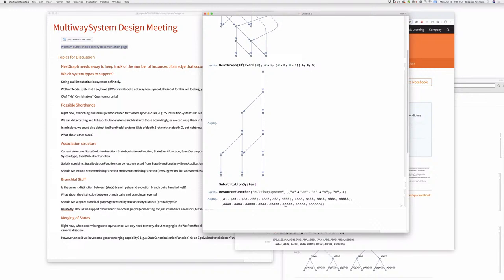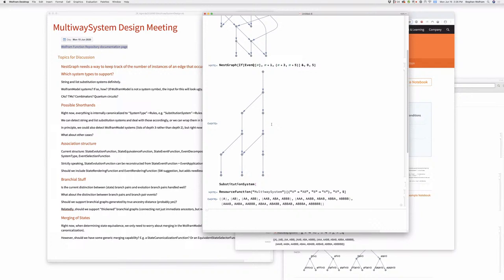I don't know if it'll be different if you call it from system. But there are issues with what context the resource function is in versus what context multi-way system is in. I haven't yet been able to find a non-hacky solution to that. Right, but it doesn't have to actually call the resource function. It can just see the head resource function of quotes, Wolfram system, whatever it's called. Right.